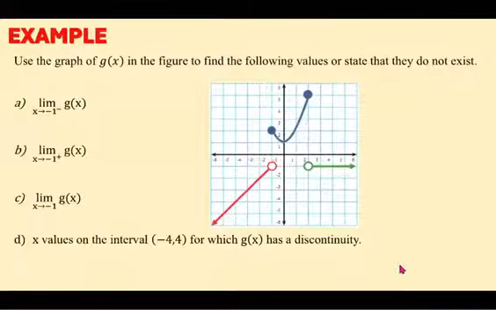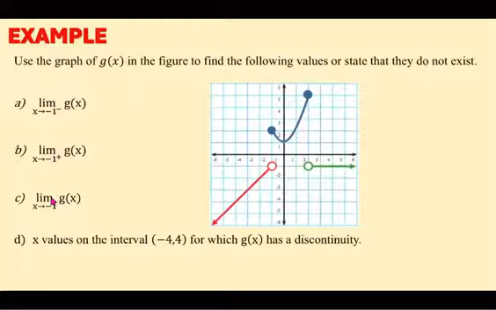So here is our first example. Use the graph of g of x. The graph given here is the graph of the function g of x, in the figure, to find the following values or state that they do not exist. The first one: the limit as x approaches -1 from the left of g of x. In B, we have to find the limit as x approaches -1 from the right of g of x. And in C, we have to find the limit as x approaches -1 of g of x.